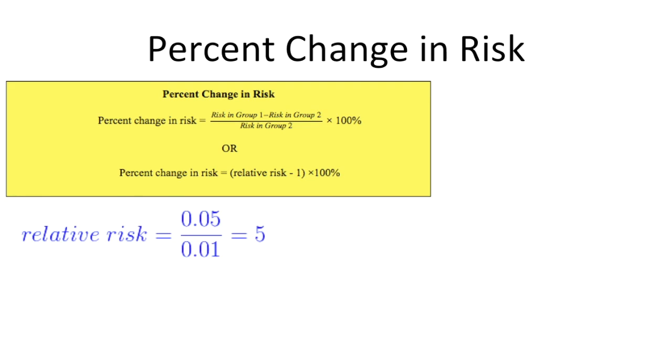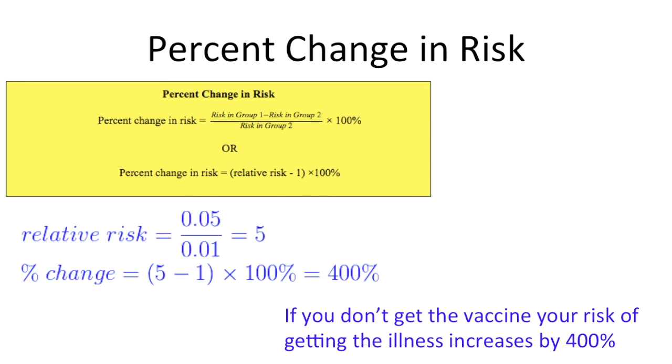Now let's look at percent change in risk. We'll use the same scenario. Recall the relative risk was 5. So the percent change in risk will be 5 minus 1 times 100%, which equals 400%. To interpret this, we could say if you don't get the vaccine, your risk of getting the illness increases by 400%.